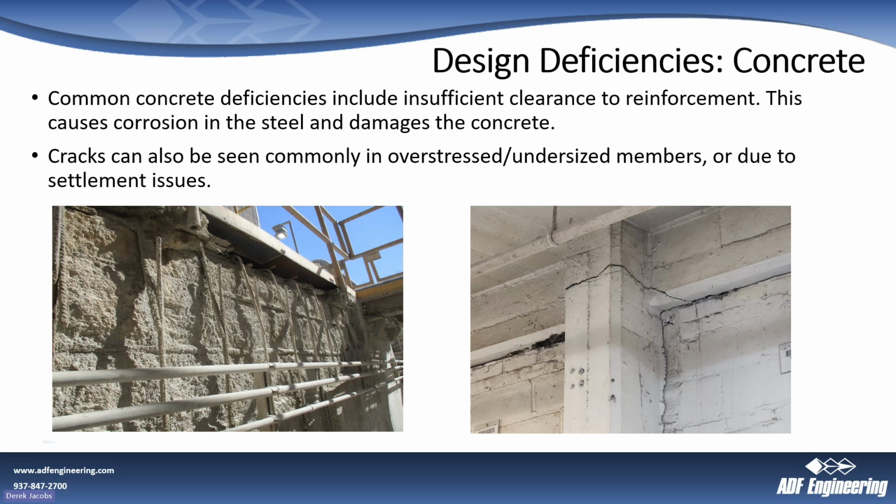So concrete can have some common deficiencies. A lot of that includes insufficient clearance to reinforcement, the distance between the face of the concrete and the rebar itself. That could be a design issue, it could also be a construction issue, because if the contractor doesn't necessarily have it exactly where you want it, it could be a little too close. If that rebar is too close to the edge, it can get exposed to more moisture than intended, which leads to corrosion in those bars, which then leads to spalling, or the concrete popping off.